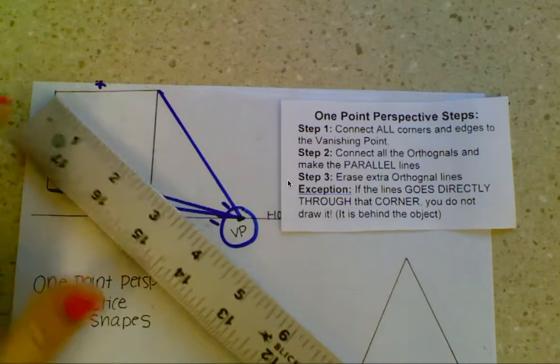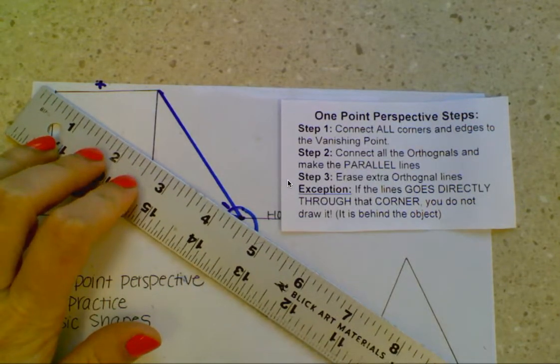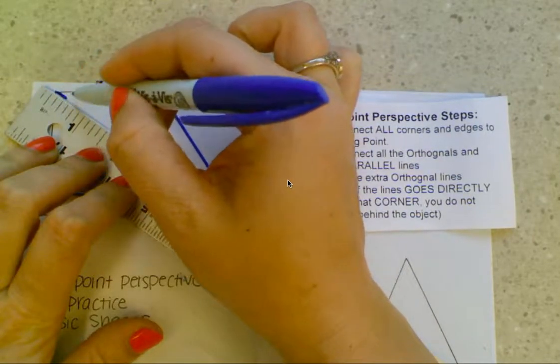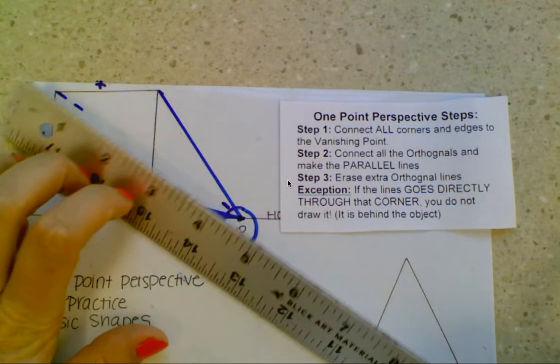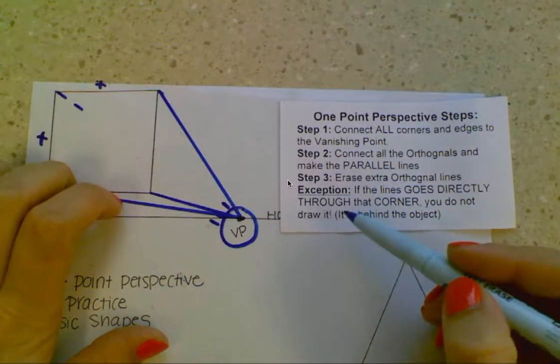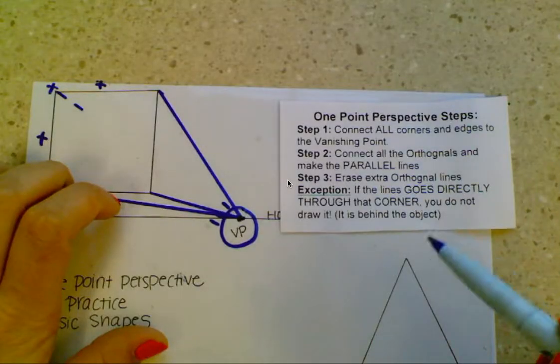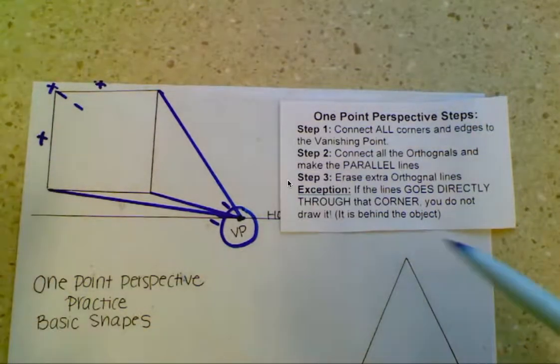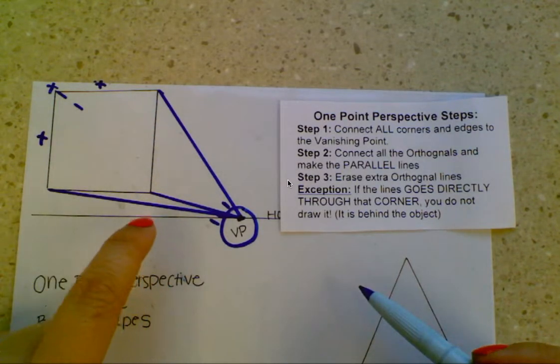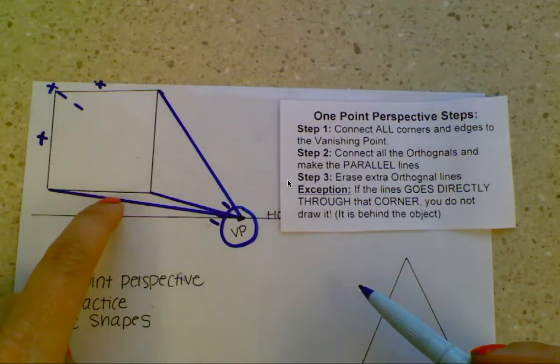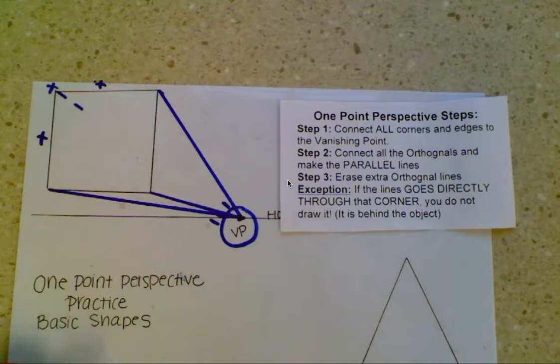And then I go to my top left-hand corner. When I match this one up, it goes directly through that corner. That's my exception, so I will not be drawing this corner back. This means it's behind the object. I will not see that one. So I'm just going to have my bottom 3 lines. These are the lines that I checked with my spotlight, and those are the sides I will see.